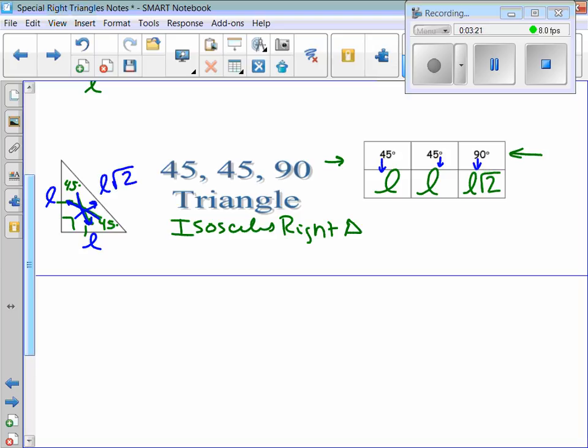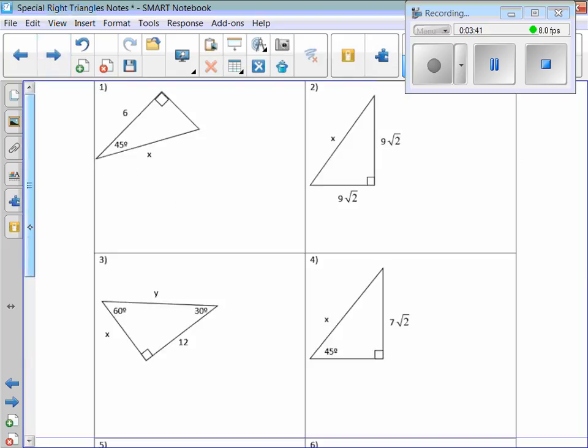Again, every 45, 45, 90 problem, you want to set up this table. So 30, 60, 90, L, L times the square root of 3, 2L. 45, 45, 90, we have L, L, L times the square root of 2. Let's look at some examples here.